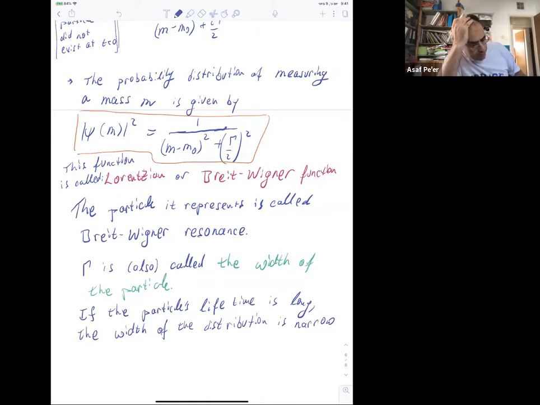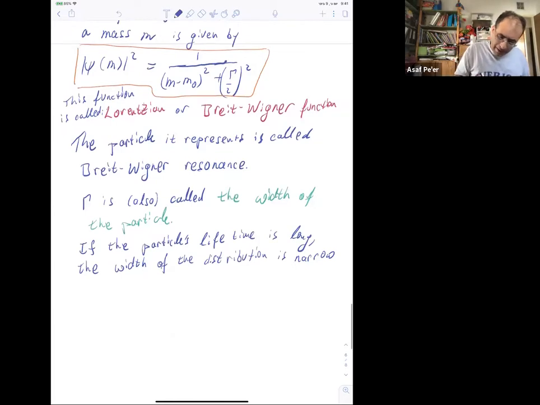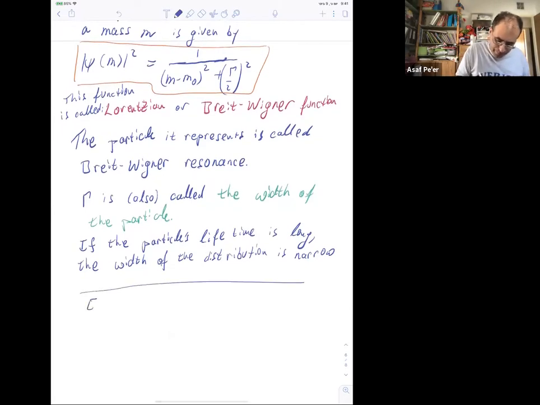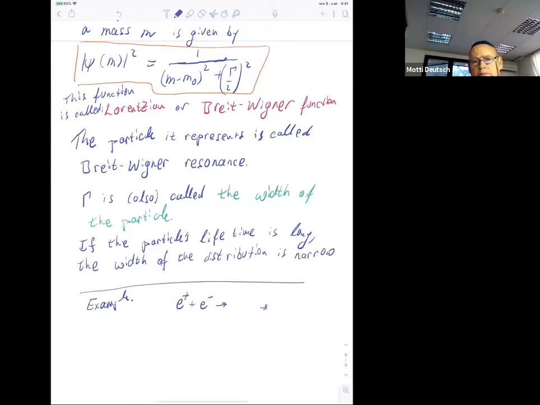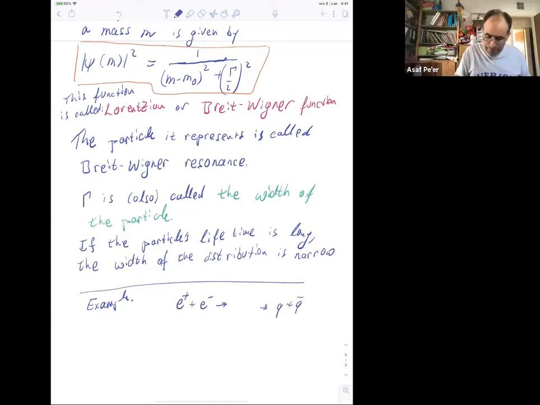So I put a very interesting plot. I'm going to show you what this is very useful for. This is how you measure the masses of particles. If we look at a decay, for example, electron-positron going into a pair of quark and antiquark. So we have an e plus plus e minus goes into a pair of quark and anti-quark.